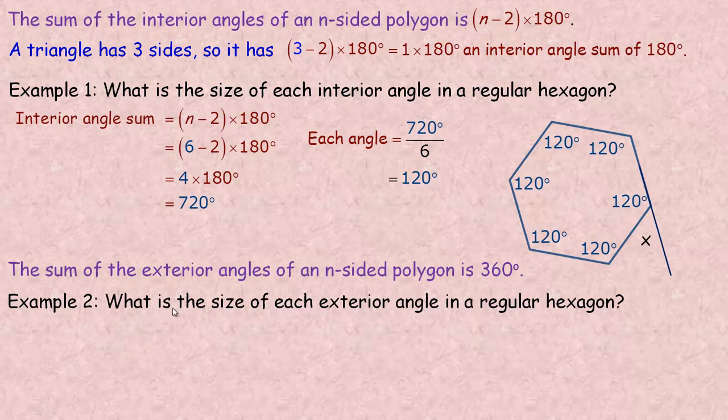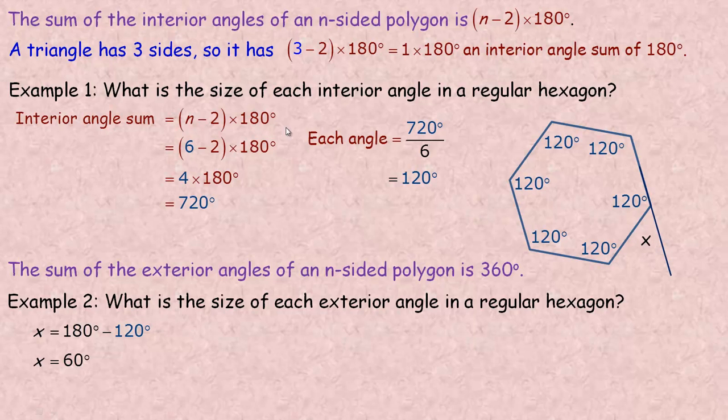And so in example 2 it says, what's the size of each exterior angle in this regular hexagon? The simplest way to do this is, actually I'm going to show you 2 ways. We could just take the 120 away from 180, because these 2 angles right here add up to 180. They make a straight angle. So 180 minus 120 would be 60. So as long as you know the interior angle, subtract that from 180, and it gives you the exterior angle. So they're all 60 degrees.